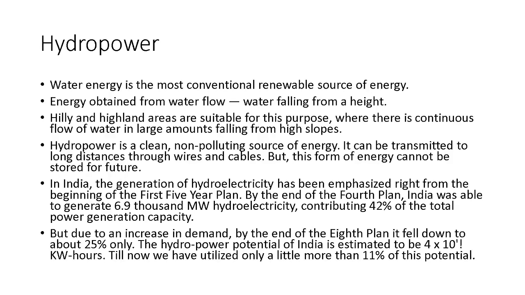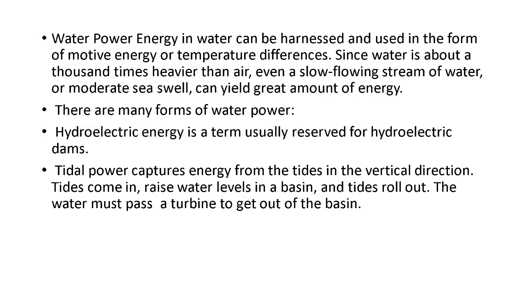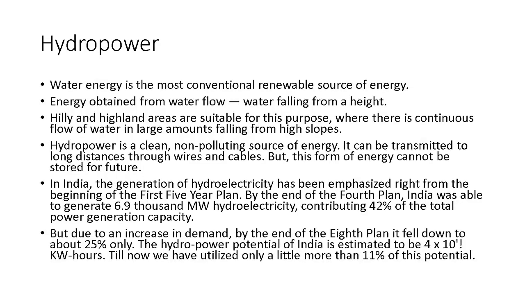So energy obtained from water flow, that is water flowing from a height and we are using that energy to generate electricity. So hilly and highland areas are suitable for this purpose, where there is a continuous flow of water in large amounts falling from high slopes. Okay. So hydropower is a clean, non-polluting source of energy. It can be transmitted over long distances through wires and cables, but this form of energy cannot be stored for the future.